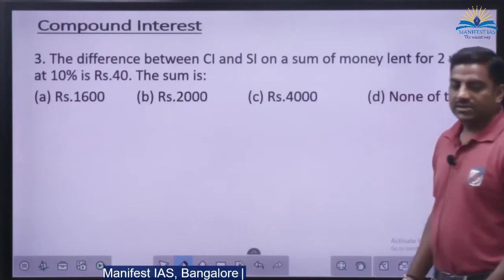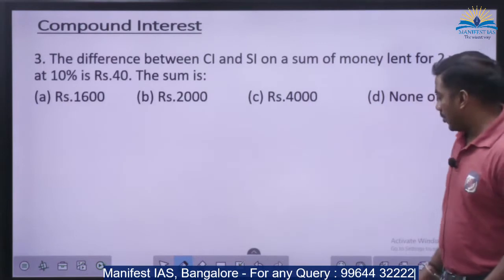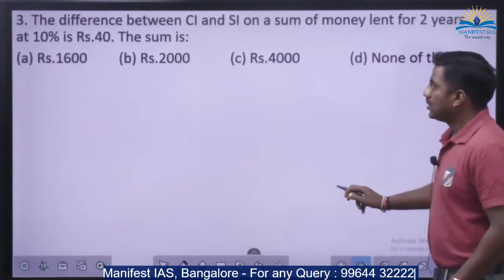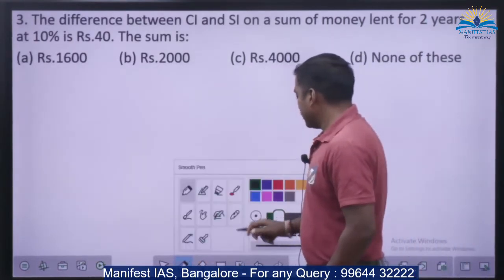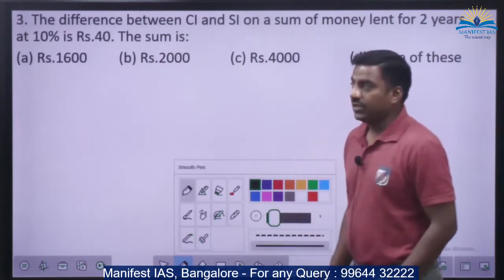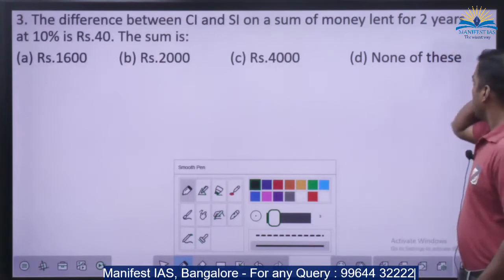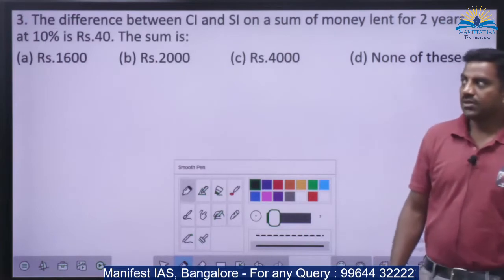The questions. Yesterday we have solved 2 questions with respect to compound interest. Let us look into this question. The difference between CI and SI on a sum of money lent for 2 years at 10% is rupees 40.